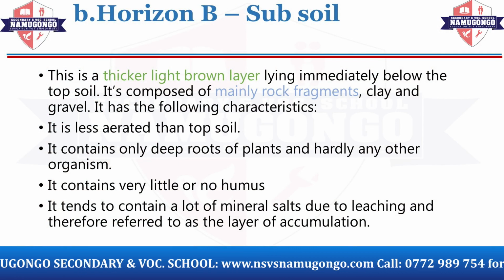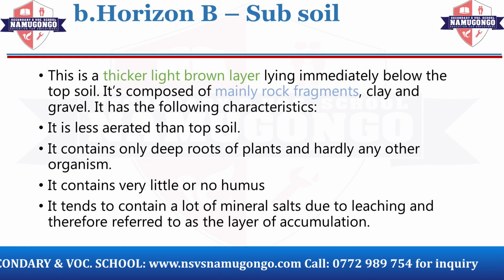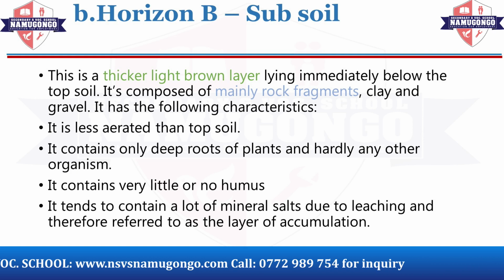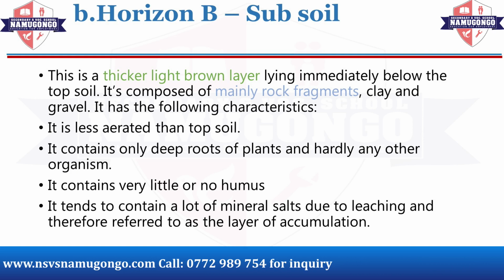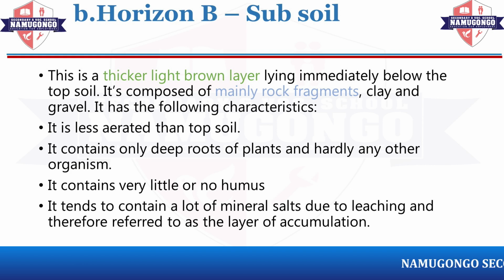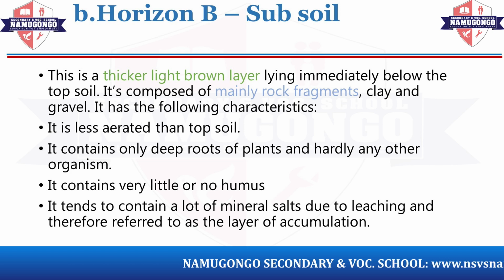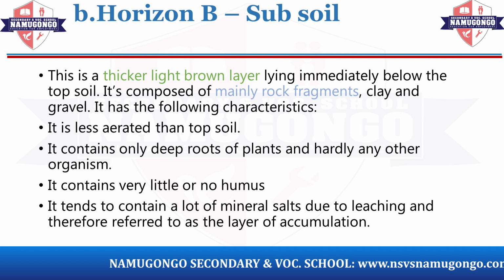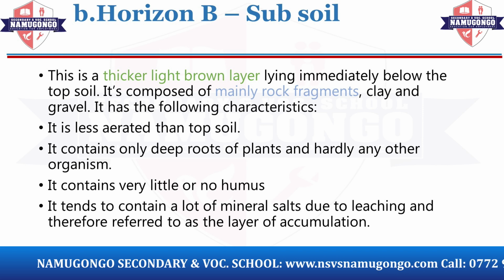Then it contains a lot of mineral salt. And how do mineral salts go into this layer? They mostly go there during the process of leaching. Leaching involves the washing of mineral salts from the top layers to the bottom layers of the soil. So it means that mineral salts come from horizon A and are washed into horizon B.